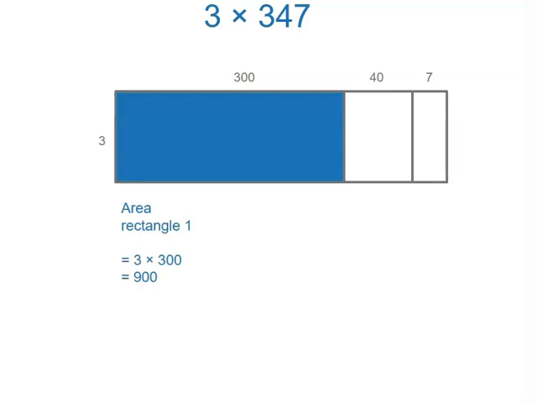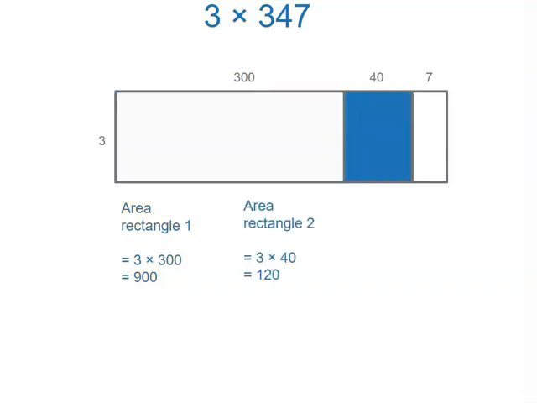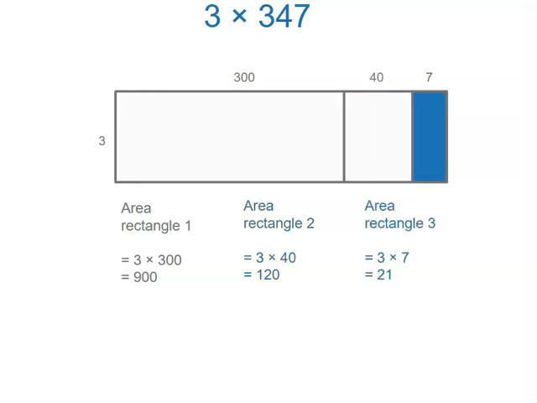3 multiplied by 300, well, 3 times 3 is 9, but they're hundreds, so we have 900 for that great big rectangle. For our second rectangle, we have 3 multiplied by 40, which is 3 multiplied by 4 tens, which is 12 tens or 120. And our smallest rectangle is 3 multiplied by 7, which equals 21.